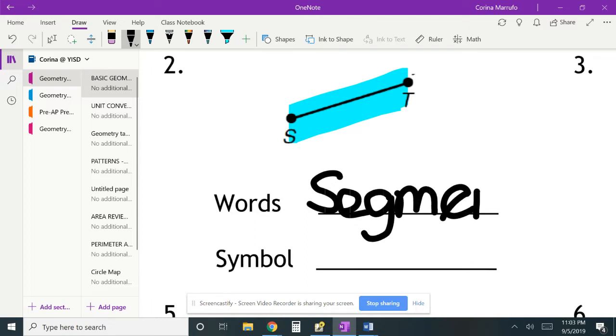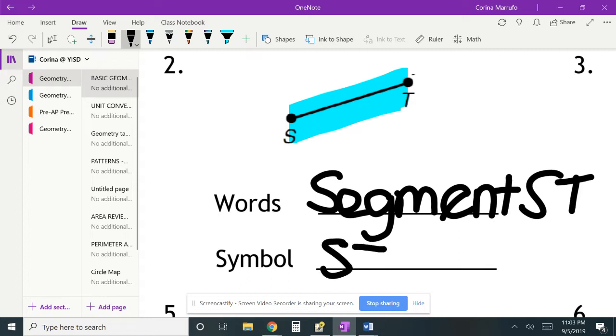Segment. And then you put S, T with a line segment on top. And then the symbol, oh, you know what? That's for the symbol. So then for the symbol, it's going to be ST with the segment on top.